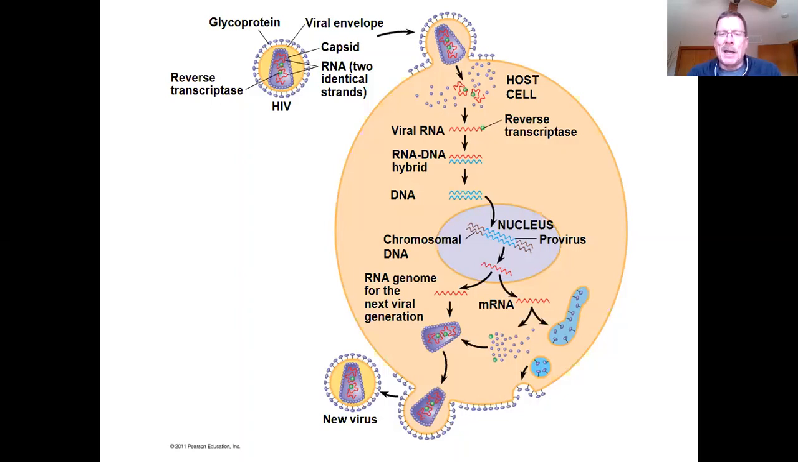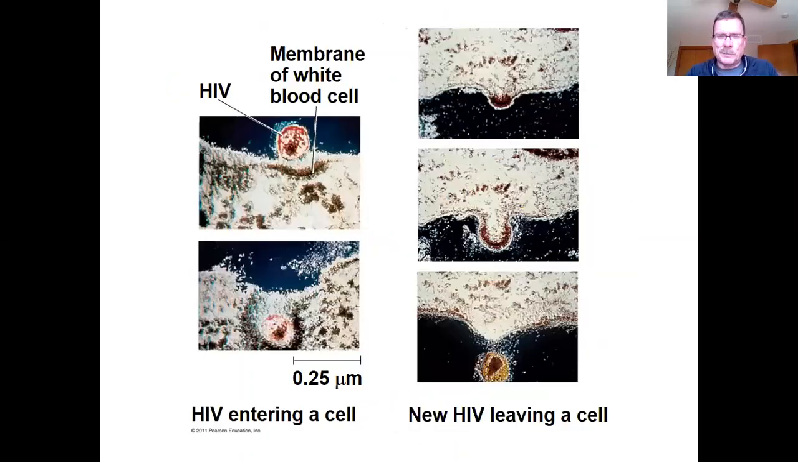Same thing, copying, making messenger RNA to make both the glycoproteins for the outside of the plasma membrane and the reverse transcriptase and the viral genome stuff, and then you can bud off. But this is the key: you never lose that provirus. Okay, that's just there. And here you get to see that budding on a micrograph.